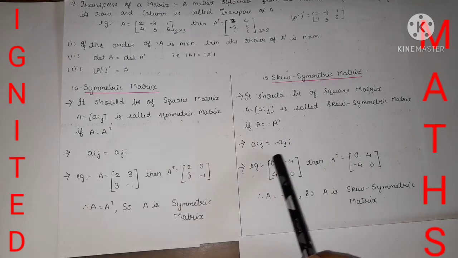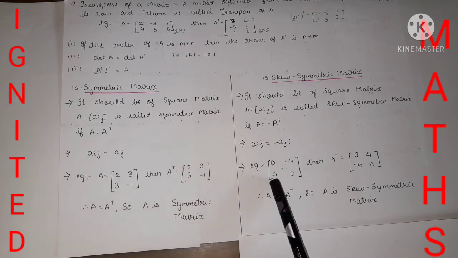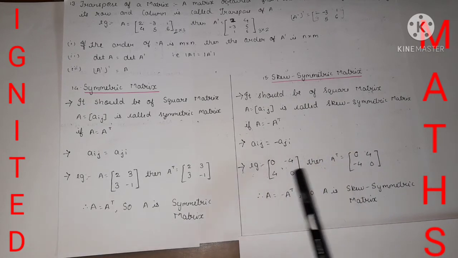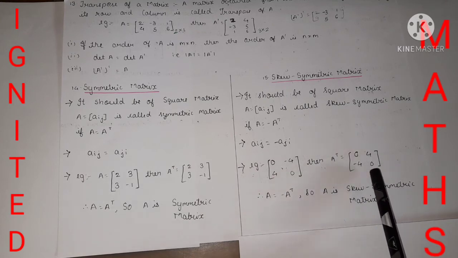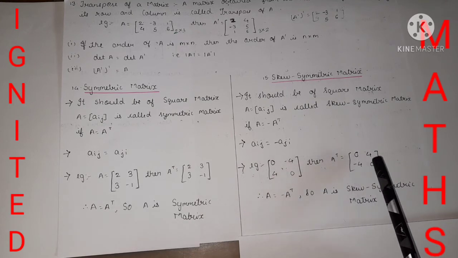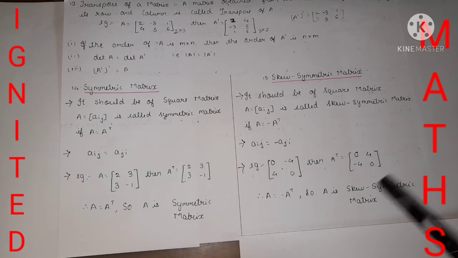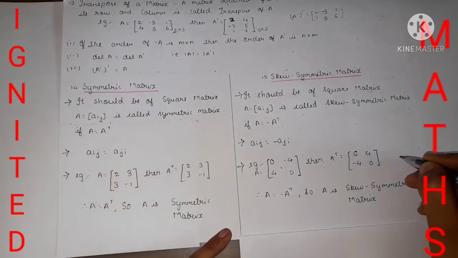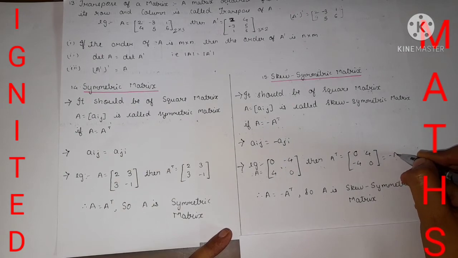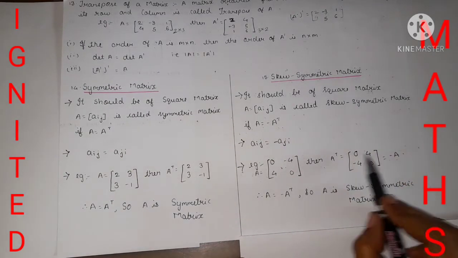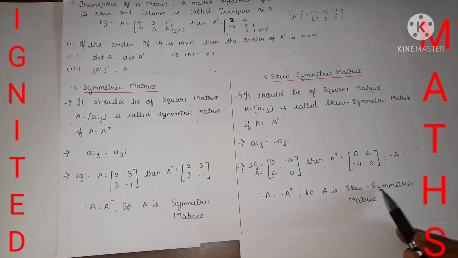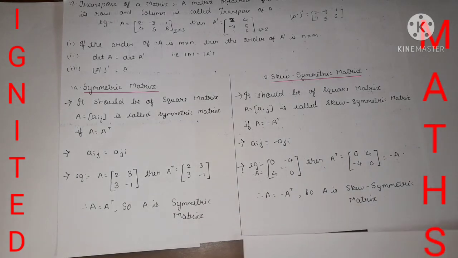Now I have written the example over here in the matrix form, and after transposing it, I got the terms in this way: my first row becomes my first column and my second row becomes my second column in A transpose. If this is my A term, I got the result as minus of A. After transposing it, I got minus of A, so it is called a skew symmetric matrix.